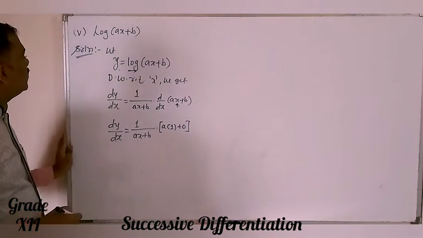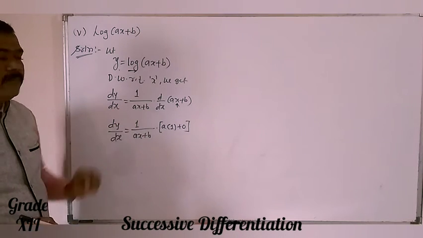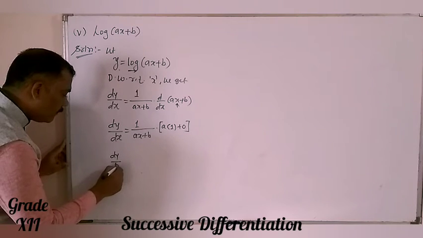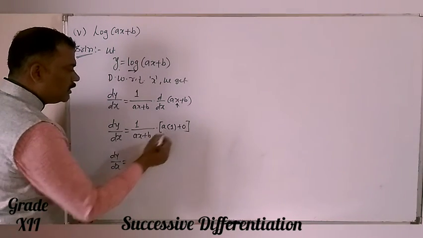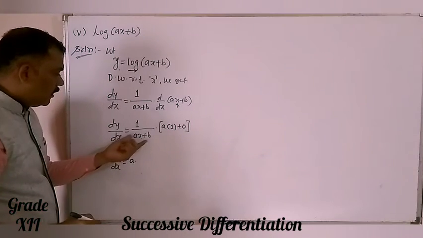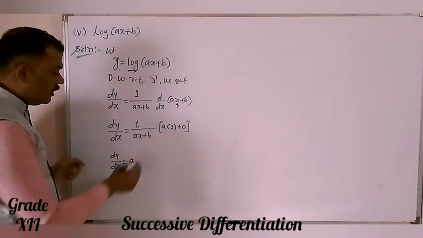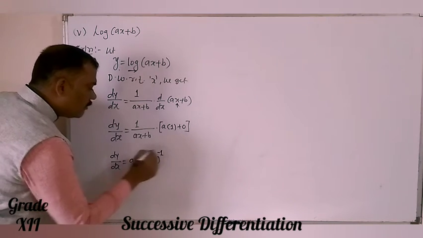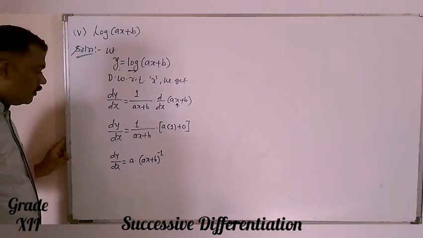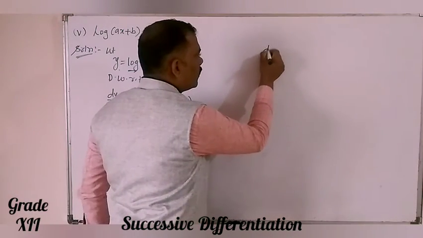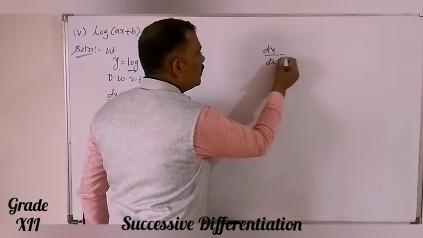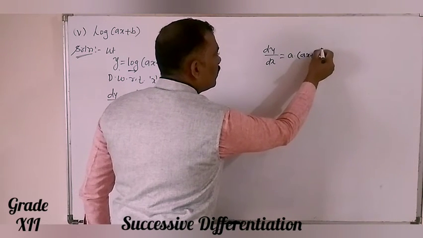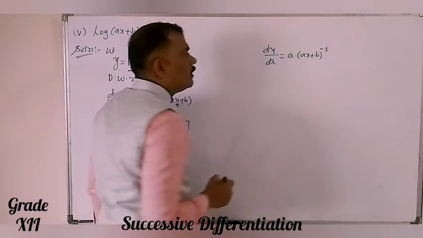Differentiation of x with respect to x is nothing but 1, b is a constant, so its derivative is 0. I think in example number 3, we found the same derivative of ax plus b. So dy by dx is equal to a into (1 into a plus 0), that is nothing but a into, we take this denominator to the numerator, so its index must be negative, that is ax plus b raised to minus 1. Okay, so dy by dx is equal to a into ax plus b raised to minus 1.